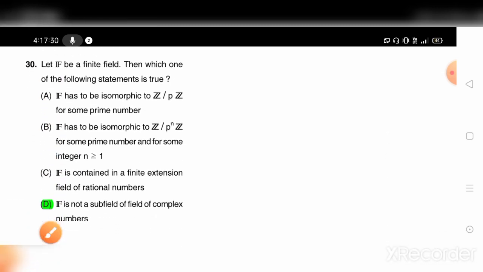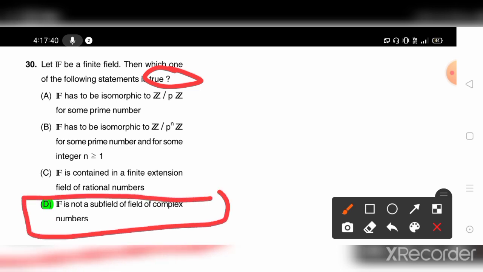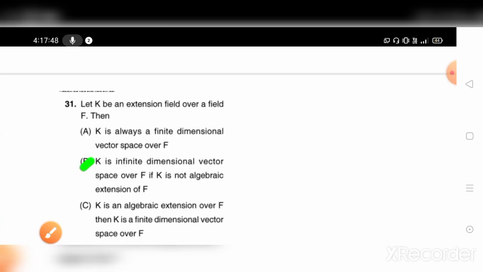Next question. Let F be a finite field. Then which one of the following statements is true? F is not a subfield of the field of complex numbers. This is a true statement. Others are false.